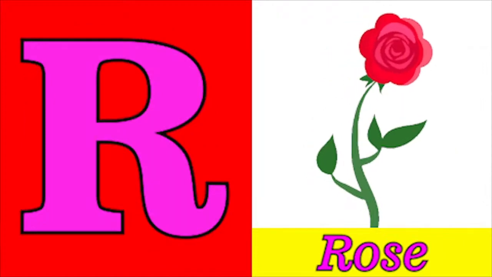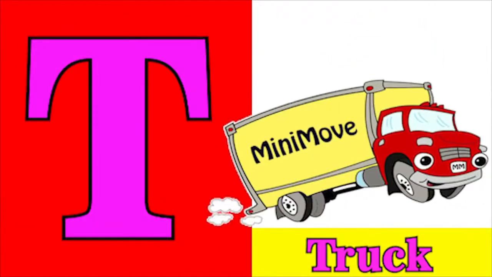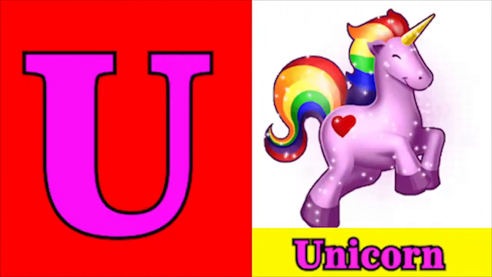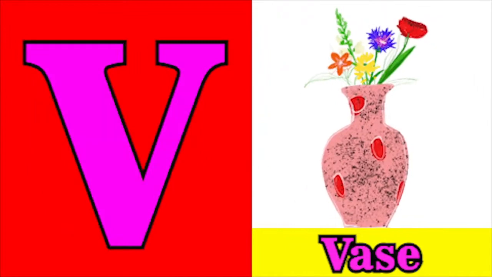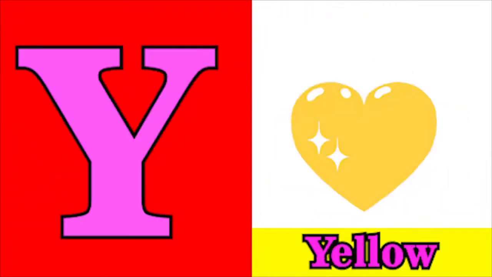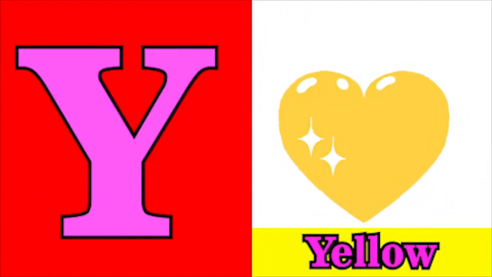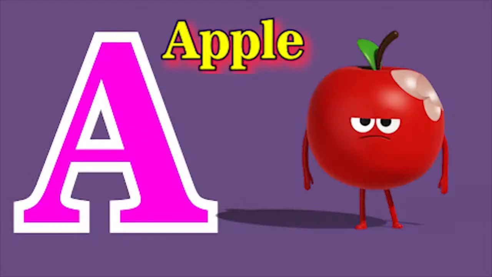for rose, S for sun, T for tub, U for unicorn, V for vase, W for whale, X for giraffe, Y for yellow, Z for zoo.